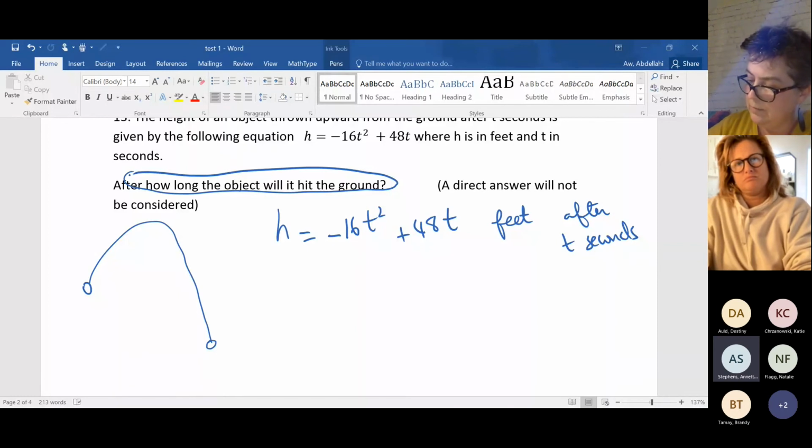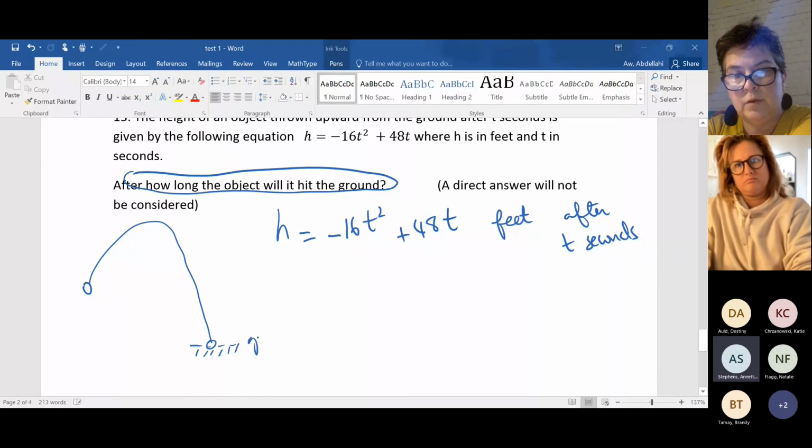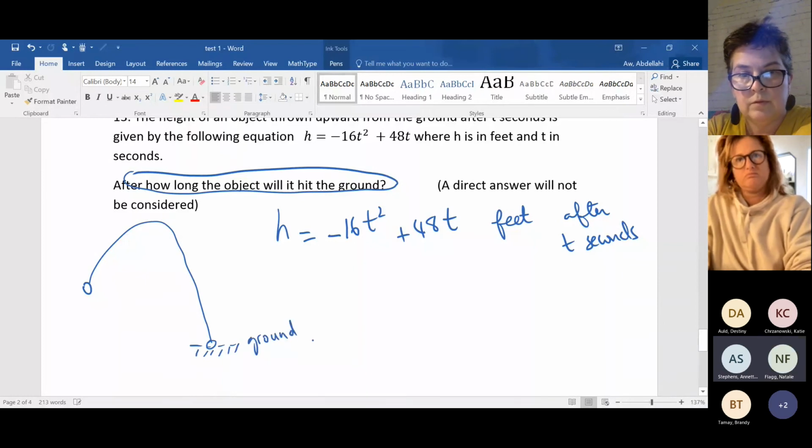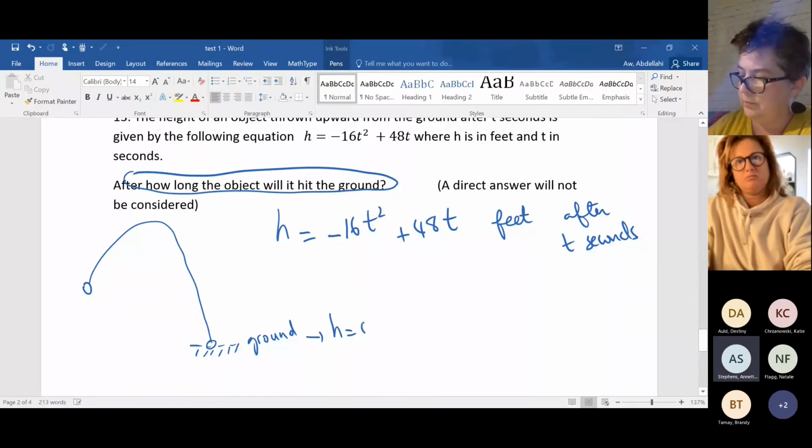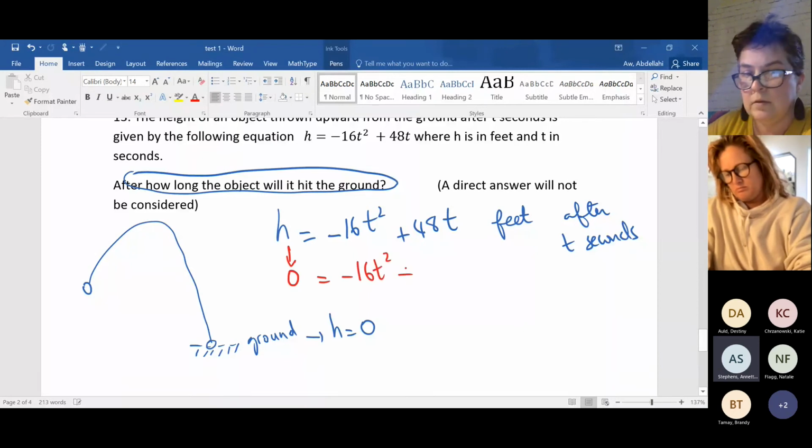But 2 months ago, we didn't know what a vertex was, so we didn't ask that question. We asked, after how long will the object hit the ground? And we said, at the ground, how much is the height? 0. The height is 0, right? So I set h in the equation to 0. It's going to be 0 equals negative 16t squared plus 48t, and then I will solve that, right?